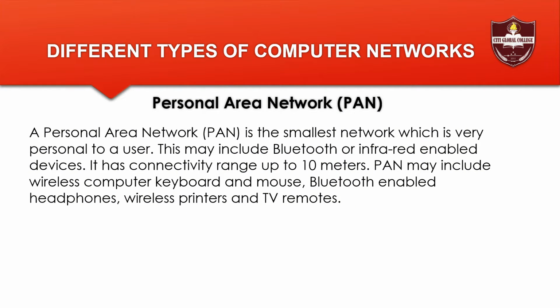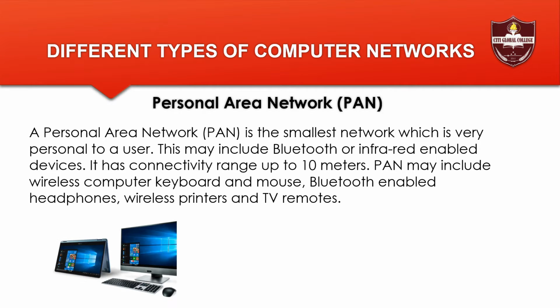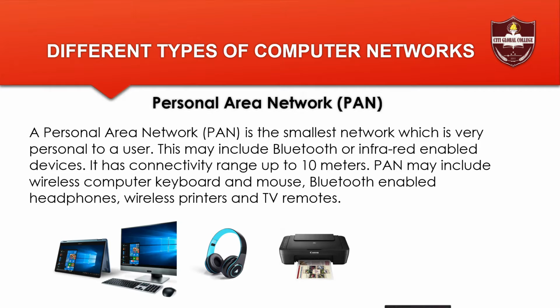Alright, so let's go ahead and learn the different types of computer networks. Well, the first is the Personal Area Network, or the PAN. A Personal Area Network, or PAN, is the smallest network which is very personal to a user. This may include Bluetooth or infrared-enabled devices. It has a connectivity range of up to 10 meters. PAN may include wireless computer keyboard and mouse, Bluetooth-enabled headphones, wireless printers, and TV remotes.